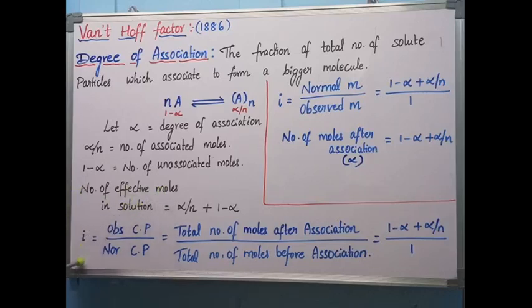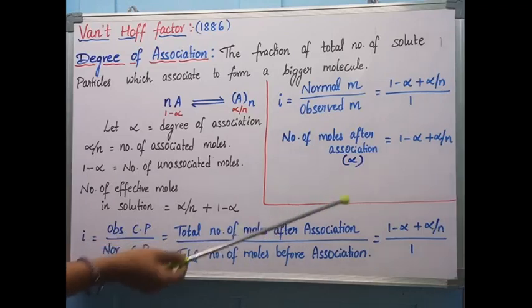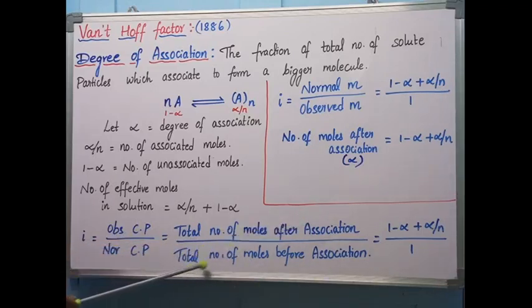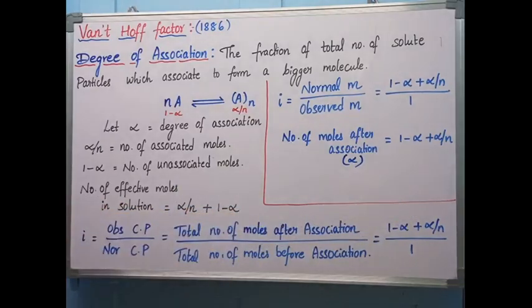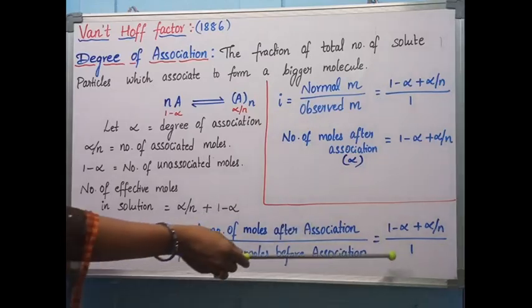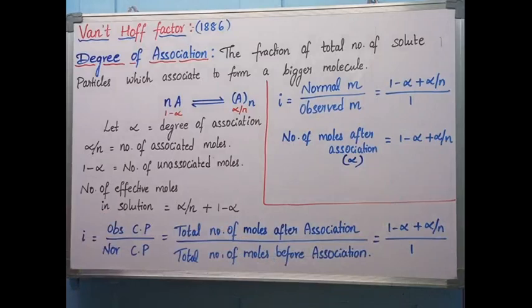So if I want to calculate the Van't Hoff factor, it equals observed colligative property by the normal colligative property, which equals total number of moles after association by total number of moles before association. The total number of moles in a solution after association is 1 minus alpha plus alpha by n. Before association the total number of particles is unity, that is 1.